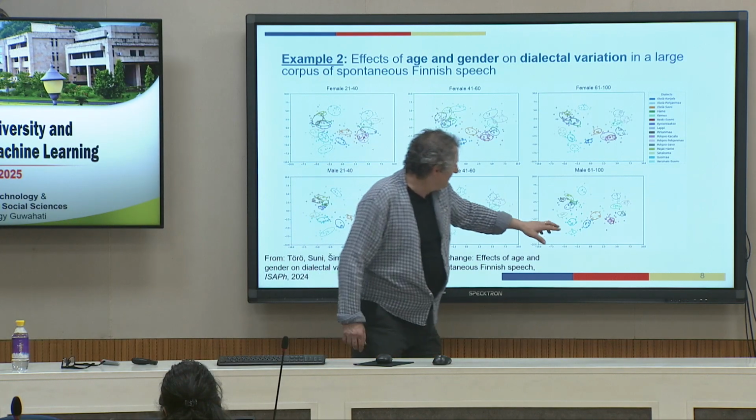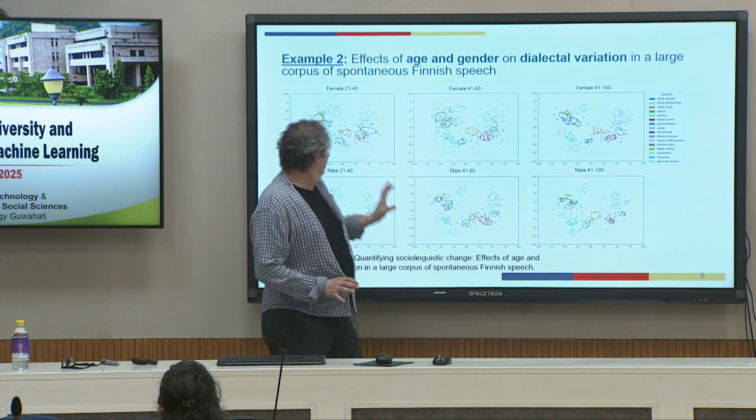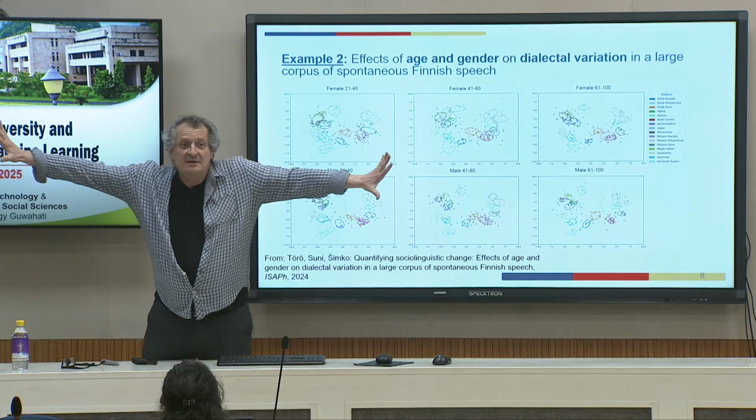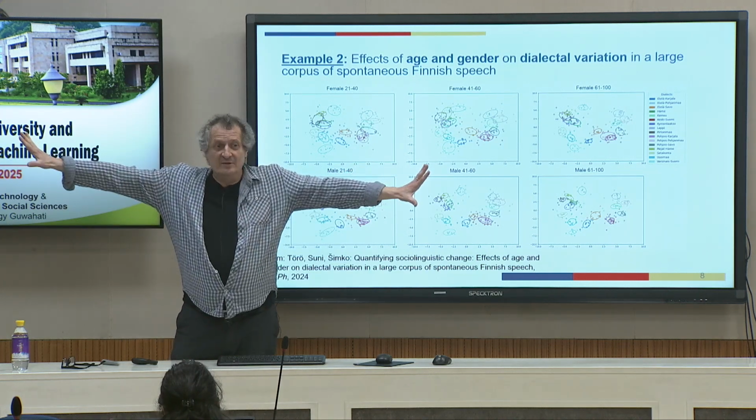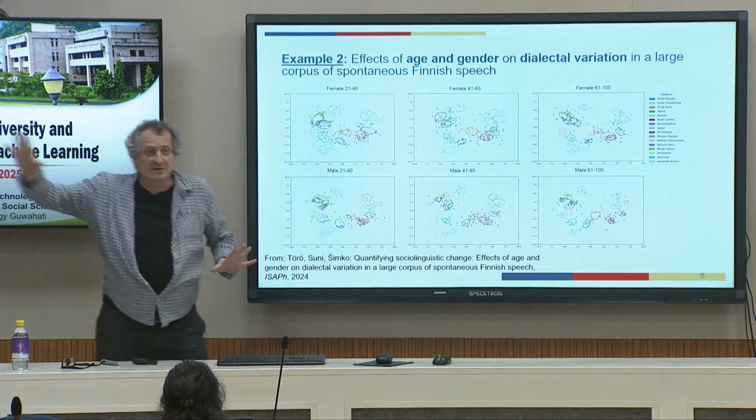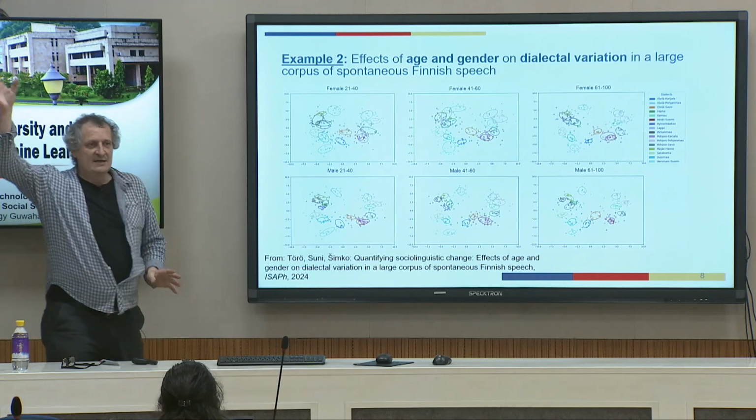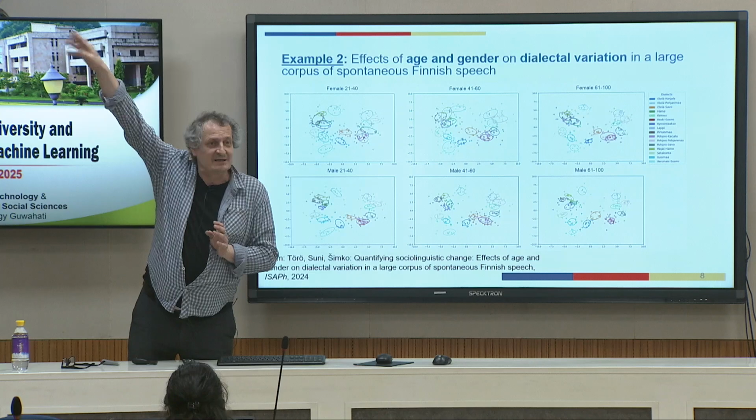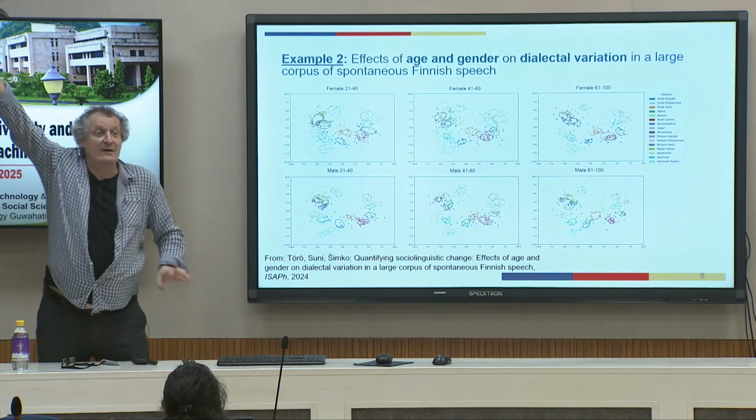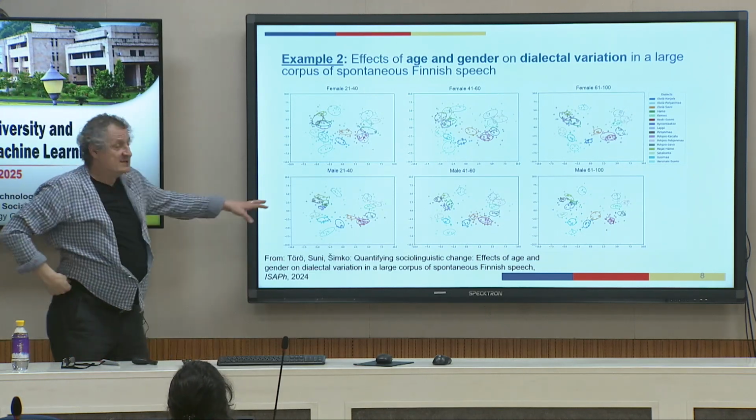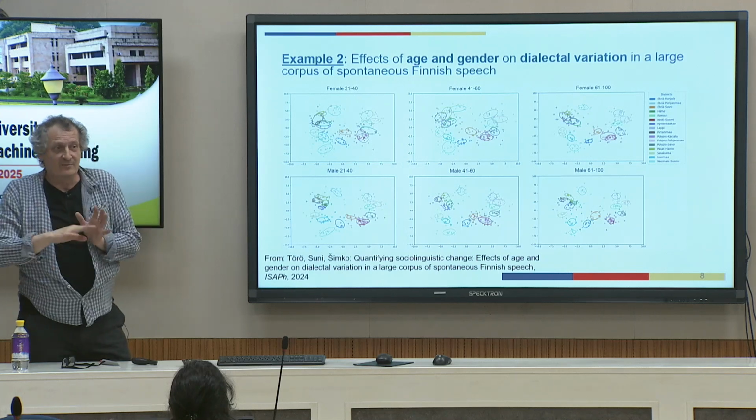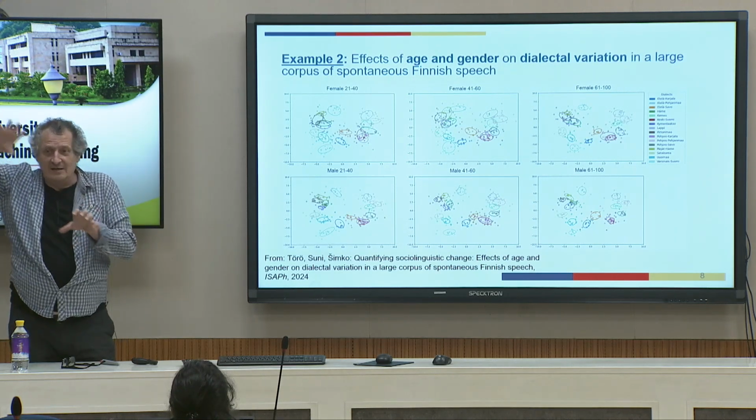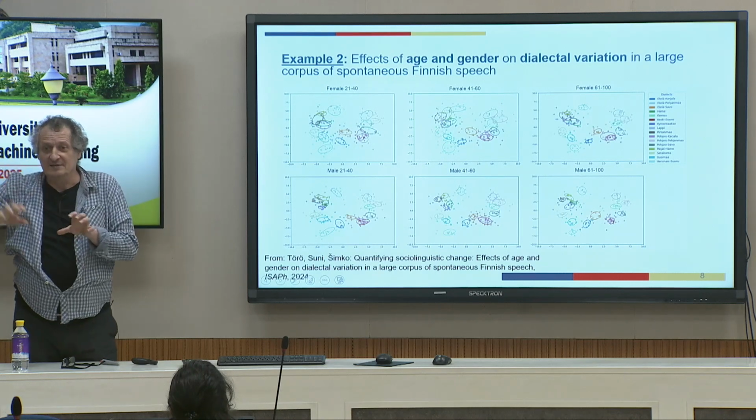So the dialects are, in this particular visualization, more dispersed. They are more different from each other. The older people from the south of Finland sound more or less all the same. All the males in particular from northern Finland sound more or less the same, and they sound quite different from each other. While there is bigger variation among the younger females from the south and the younger females from the north, and the differences between them are less pronounced.